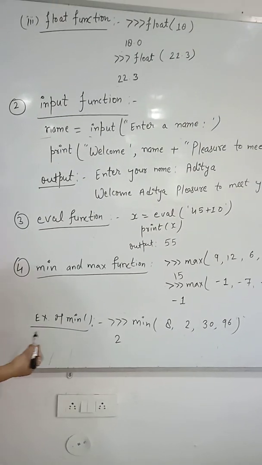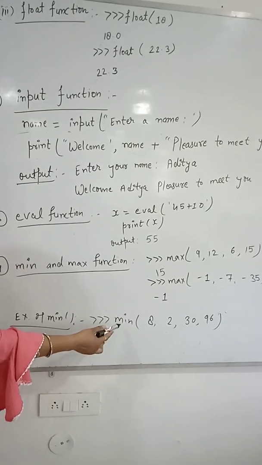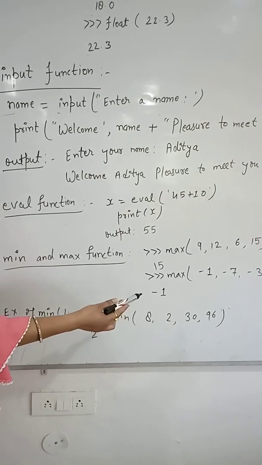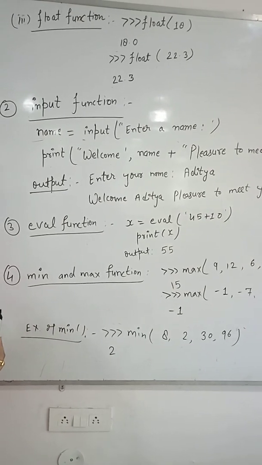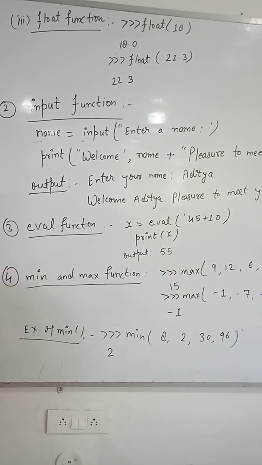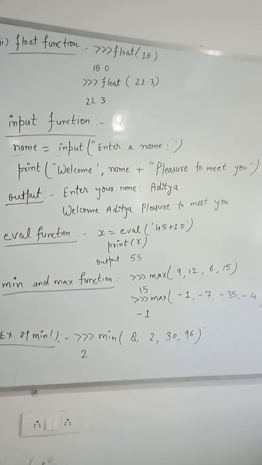Now see the example of min function here. You can see here, students, when we write min(8, 2, 30, 96), this function will find out the minimum value. Okay, students, so the output is 2. So this is the min and max function.